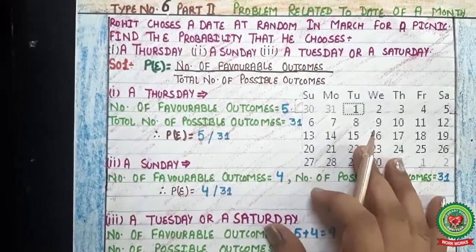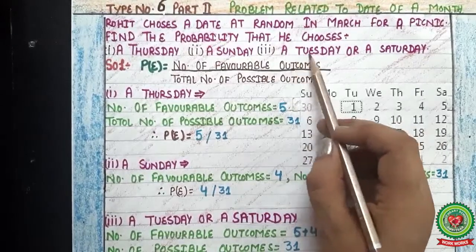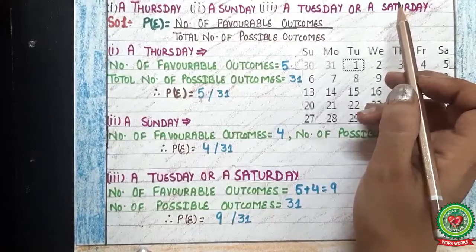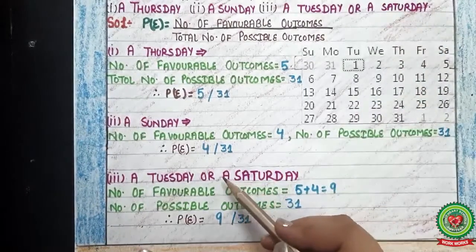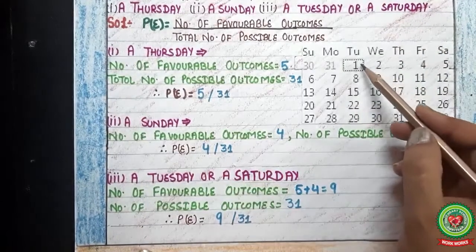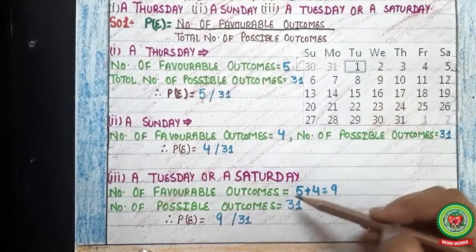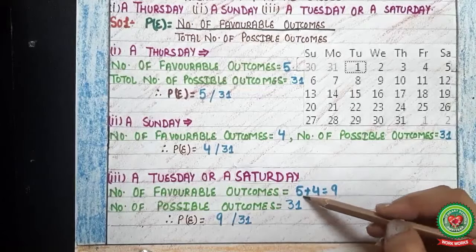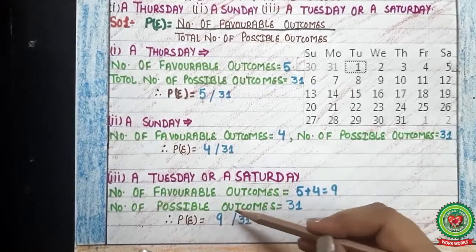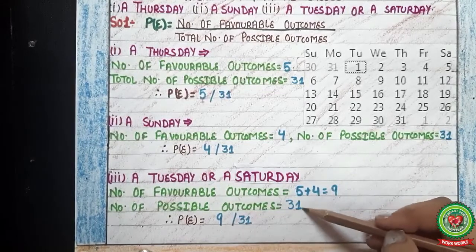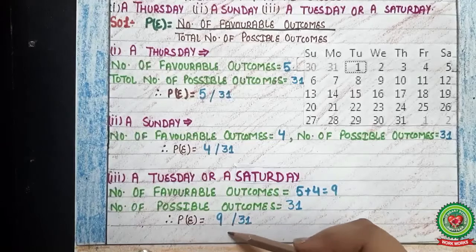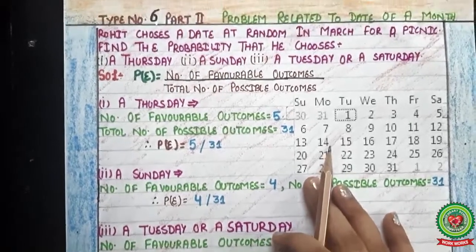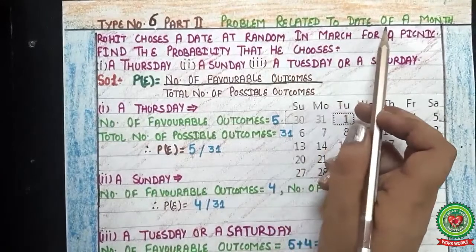Now, let us discuss the third part, that is a Tuesday or a Saturday. Children, now count how many Tuesdays and how many Saturdays there are. Then we will add both. Tuesdays 1, 2, 3, 4, 5. 5 Tuesdays. Saturdays 1, 2, 3, 4. Adding, we will get 9, and the number of possible outcomes is the same, 31. Therefore, P of E is equal to 9 upon 31. So, this was all about the problem related to the date of a month.